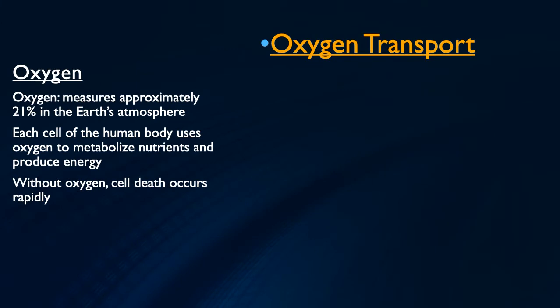So there is a normal mixture of oxygen and other gases in the environment. An oxygen analyzer indicates approximately 21% oxygen in the Earth's atmosphere. Each cell of the human body uses oxygen to metabolize nutrients and produce energy. And without oxygen, you have cell death, and that can occur rapidly.